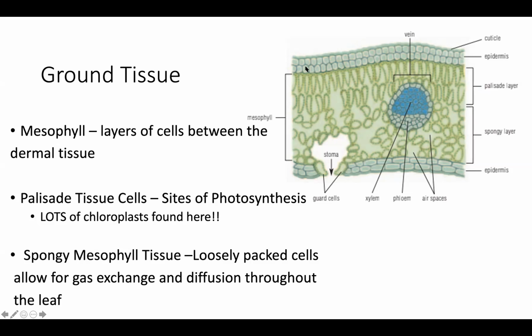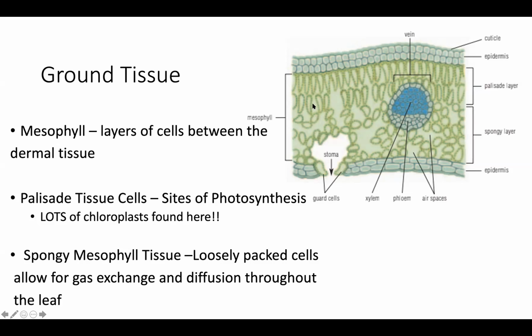So if we wanted to do a structure function example, the structure of the palisade tissue layer at the top, near the epidermis, is really, really tightly compacted. And again, that would be the structure, and then the function of that is to maximize photosynthesis. Okay, so let's move on to the spongy mesophyll tissue.